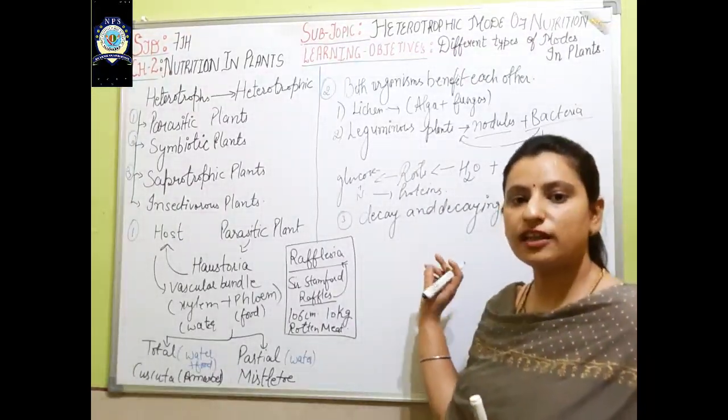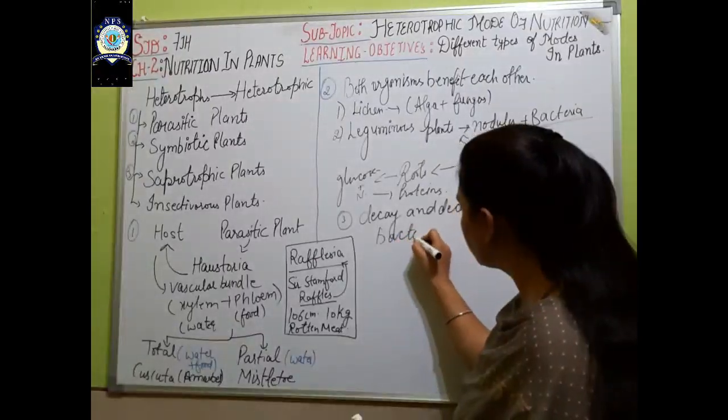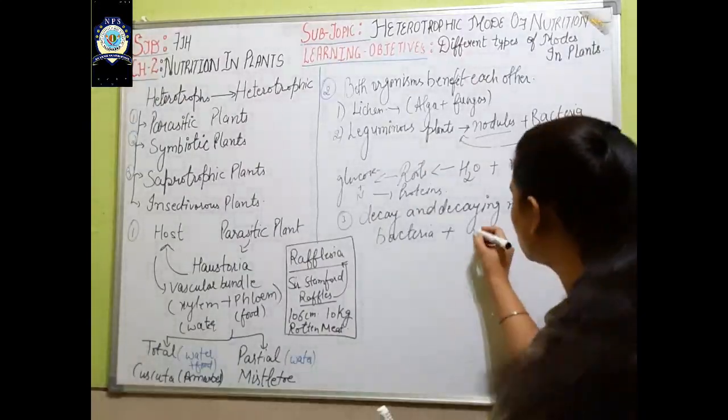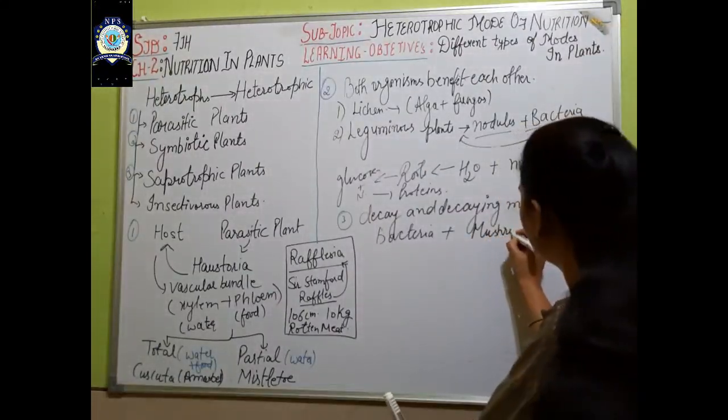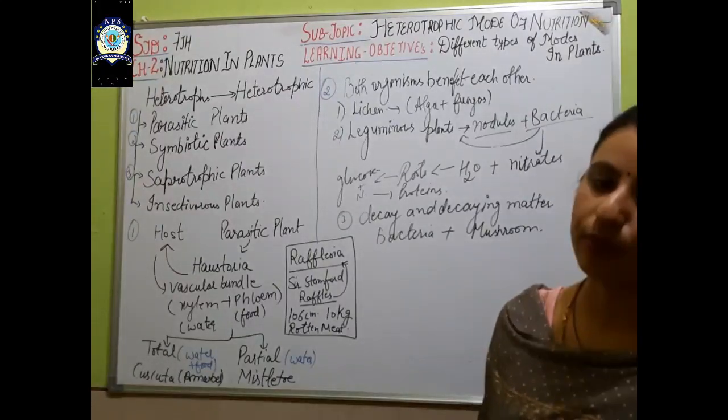And if we go for the examples, then many bacteria and non-green plants like mushroom are good examples of saprotrophic plants or saprophytes.